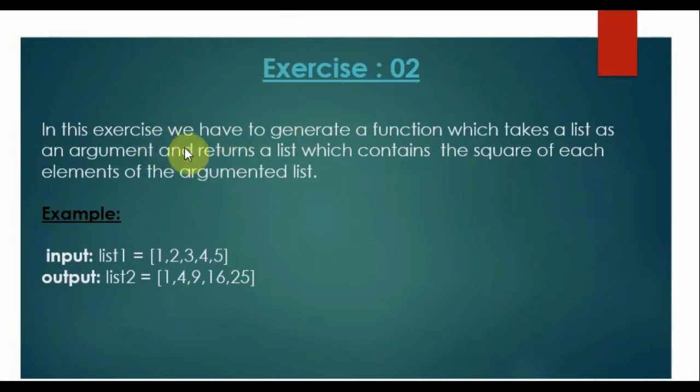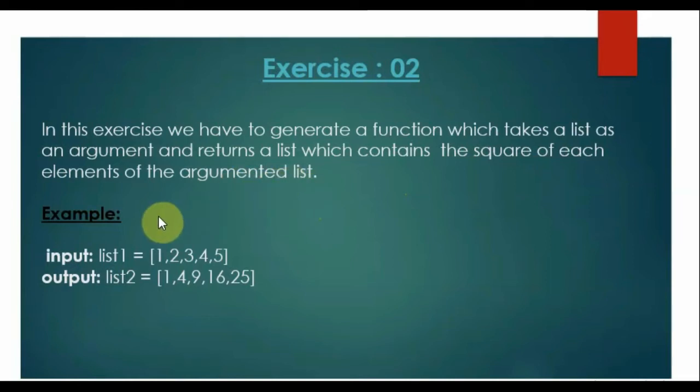So in this exercise, we have to generate a function which takes a list as an argument and returns a list which contains the square of each element of the argument list. So basically, in this exercise, we have to generate a function and then give a list as an argument of the function, and then the function must return a list which contains the square of each element of the list which we have given in the argument of the function.